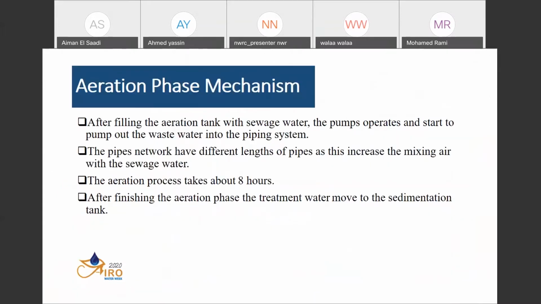The mechanism of the aeration phase: after filling the aeration tank with sewage water, the pump operates and starts to pump wastewater out into the piping system. The piping network has different lengths and diameters, ranging from 25 millimeter to 75 millimeter pipes, which increases the mixing of air with the sewage water. The aeration process takes about 8 hours, which is the retention time for the first phase. After finishing the aeration phase, the treated water moves to the sedimentation tank.